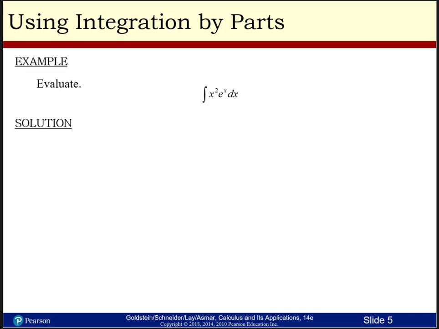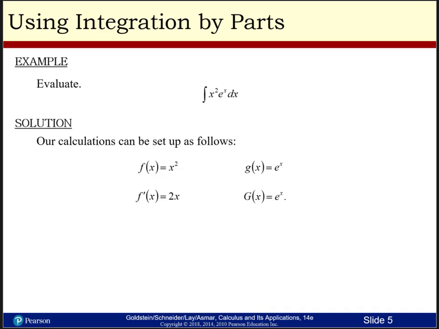Let's do another one. Let's say that we have the integral of x squared e to the x. We're supposed to evaluate this. So we pick an f and we pick a g. I've picked f, that will be x squared, and the derivative is 2x. Pick a g, that's e to the x. Ooh, and I like the integral of e to the x, it's just e to the x.